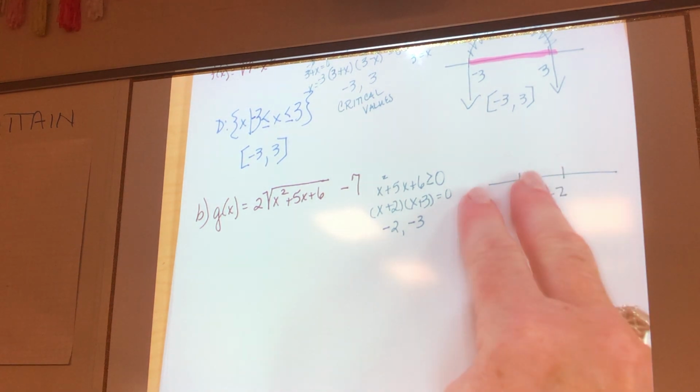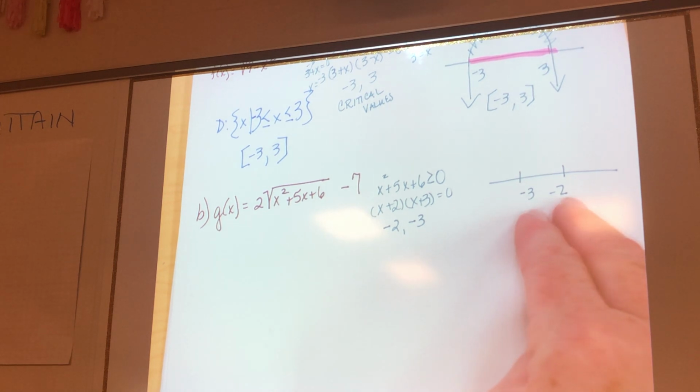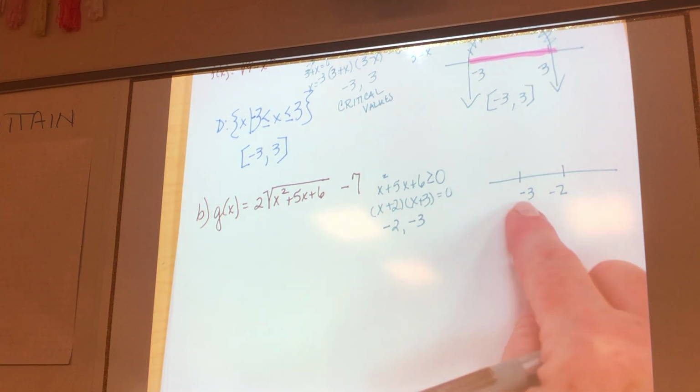Make sure that you put your critical values in the right order on the number line, people. If you put them in the wrong order, you'll be messed up. I put x squared plus 5x plus 3, and it wouldn't factor.